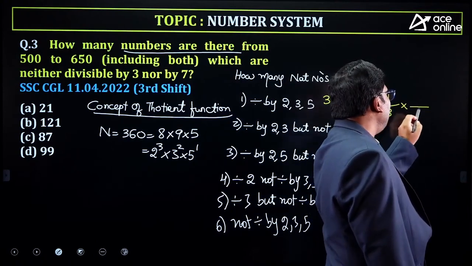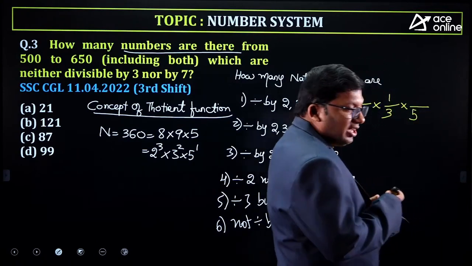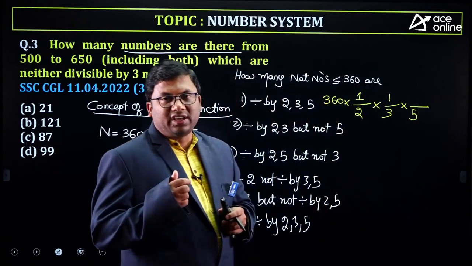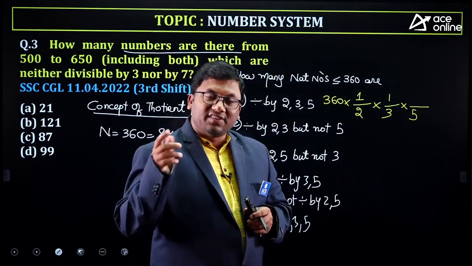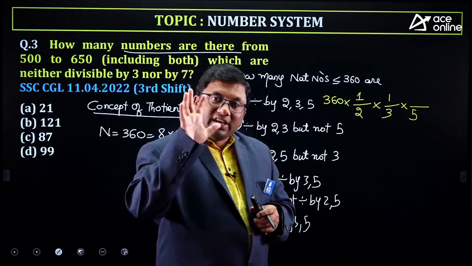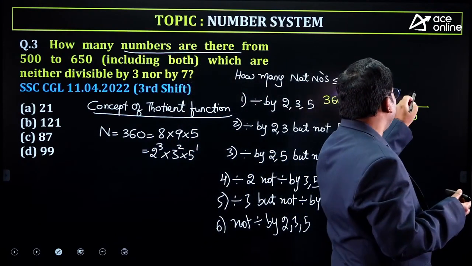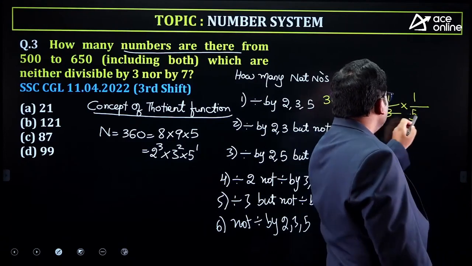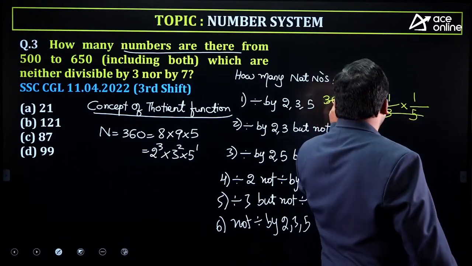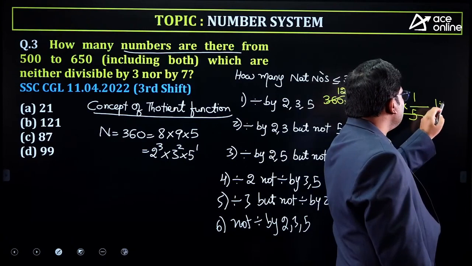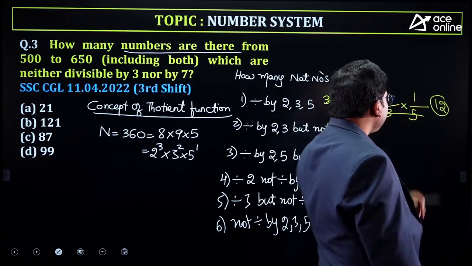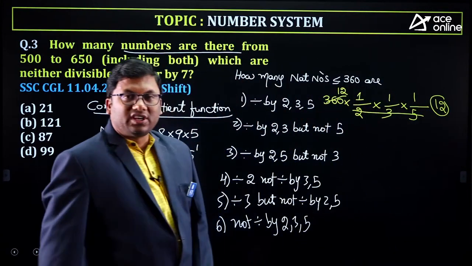Similarly, you take any 5 consecutive numbers. 3, 4, 5, 6, 7: 5 is divisible by 5. Any 5 consecutive numbers, 1 number is divisible by 5. 6 5s are 30, 30 12s are 360. Answer for this question is 12.